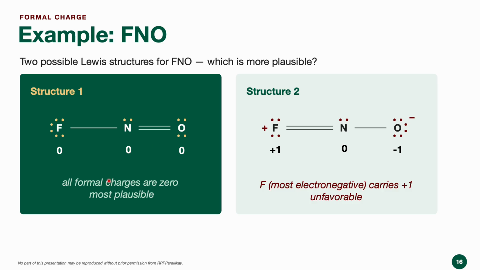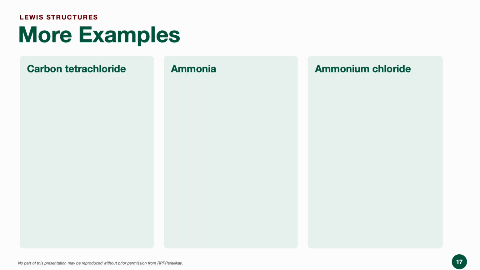So this is the most plausible structure. Let's discuss more examples. Let's draw the Lewis structure of the following compounds. First, carbon tetrachloride, or CCl4. Carbon has 4 valence electrons, and chlorine has 7 valence electrons times 4, that's 28, plus 4, you have 32 valence electrons in total.